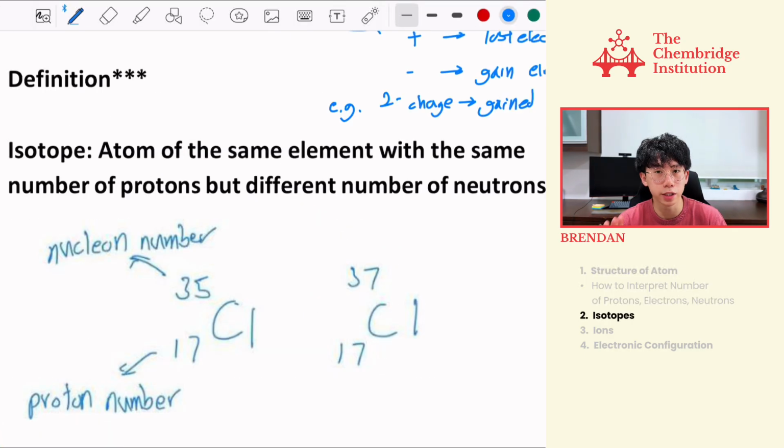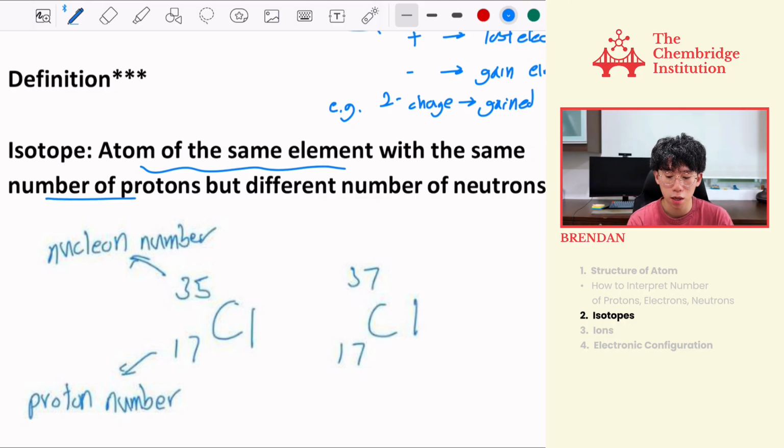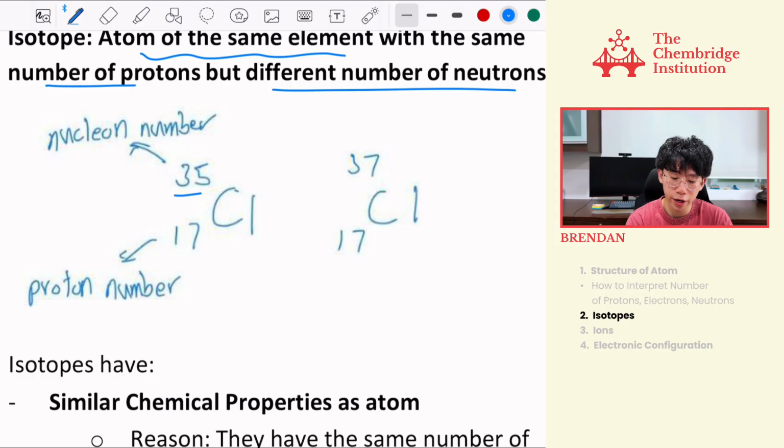Now here comes an important definition that you have to memorize. What is an isotope? Isotopes are atoms of the same element with the same number of protons but a different number of neutrons. Let's take a look at this example. Chlorine is a very typical example. You can have chlorine-35 or chlorine-37. What's mainly different about these two is not the proton number, because they have the same number of protons. Instead, it is the nucleon number, because they have different numbers of neutrons.